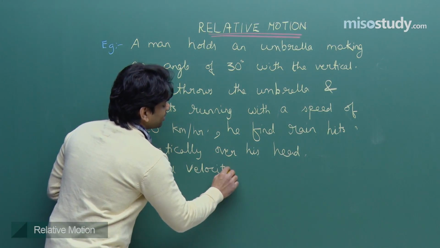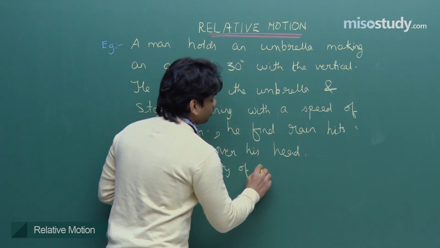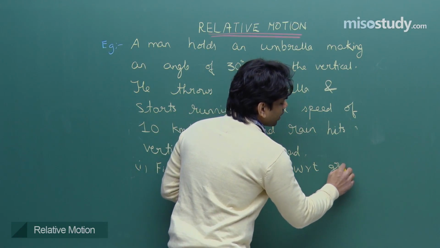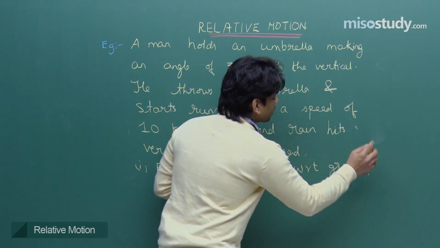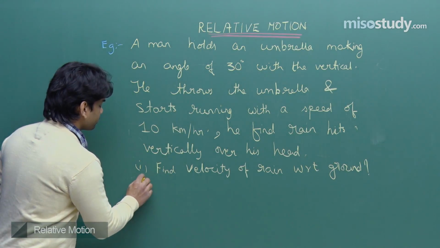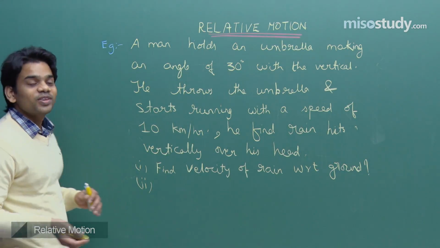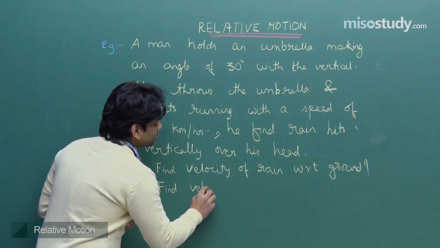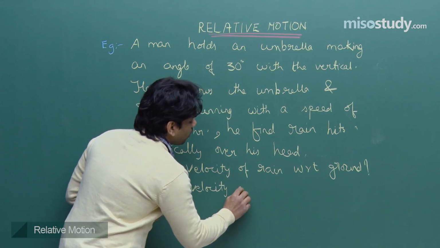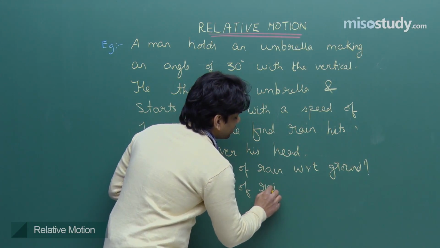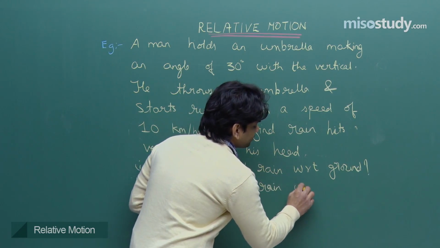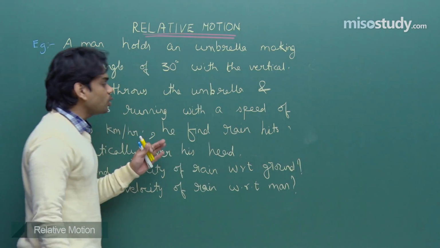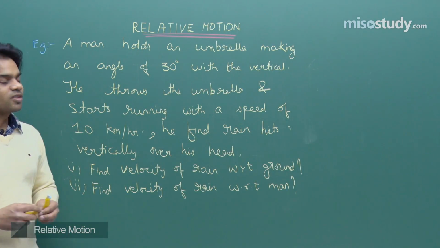First question is, find velocity of rain with respect to ground, or road, you can think of. The second question is, find velocity of rain with respect to man. Now, how to do these two questions with this given information?